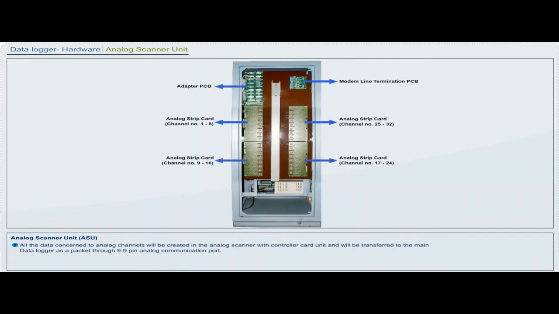All the data concerned to analog channels will be created in the analog scanner with controller card unit and will be transferred to the main data logger as a packet through the 9-to-9 pin analog communication port. The basic connectivity of 16 numbers of voltage connected to the ASU through 2 different protection strips is shown.